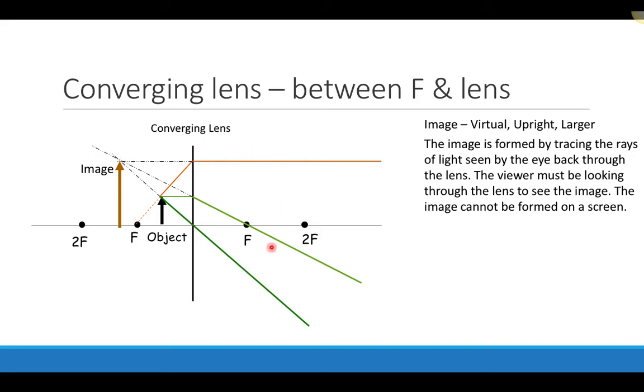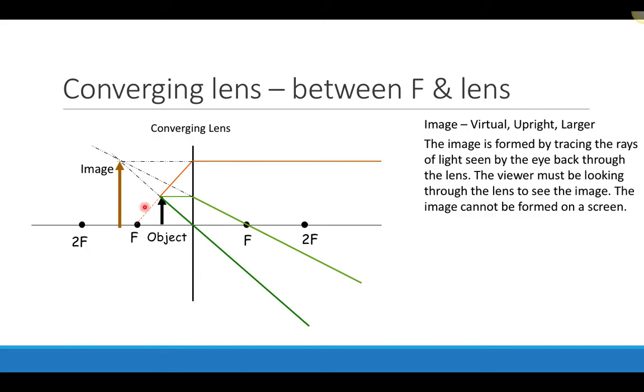They seem to diverge, but to see the image, I have to bring those rays of light together to a particular point. The image is upright, and it is larger in this particular case. So converging lenses can form virtual images as well as real images. If an image is upright, it's always going to be virtual. This type of an image can't be formed on a screen. The only way to see it is to look through the lens to see the image.